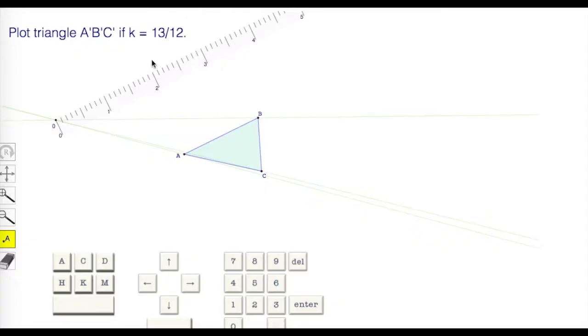All right, welcome to level 5. We have a triangle and we're being asked to plot A prime, B prime, C prime if K is 13/12.